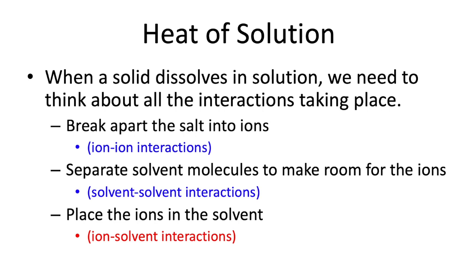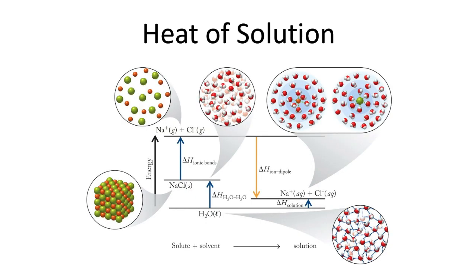I've color-coded these in blue to indicate that they are endothermic or require energy, and red to indicate that it is exothermic or releases energy. So for example, for sodium chloride, it requires a certain amount of energy to break our hydrogen bonds, a certain amount of energy to break the ionic bonds. That's what we see here. And then there's a certain amount of energy released when the new ion dipole forces form.